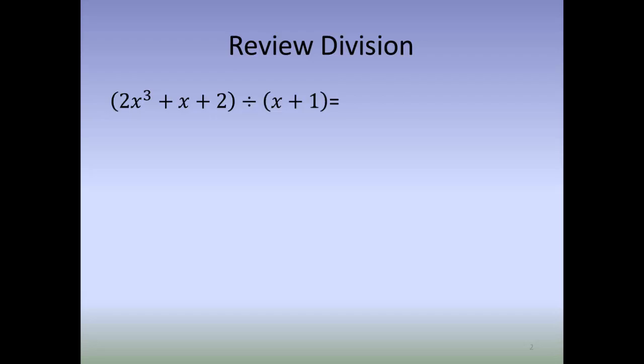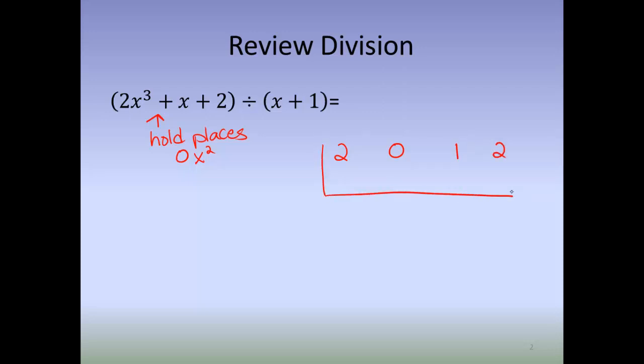When I set it up with my class, we do have to remember to hold places of any of the terms that are missing. So in this case it's missing an x squared, so we have a 0x squared. So I'm going to write down the coefficients 2, 0, 1, and 2. And then when we complete our division, we talk about what makes the x plus 1 zero, and we're going to use the negative 1. It starts by bringing down the 2, and then it becomes a process of multiply and then add going down.